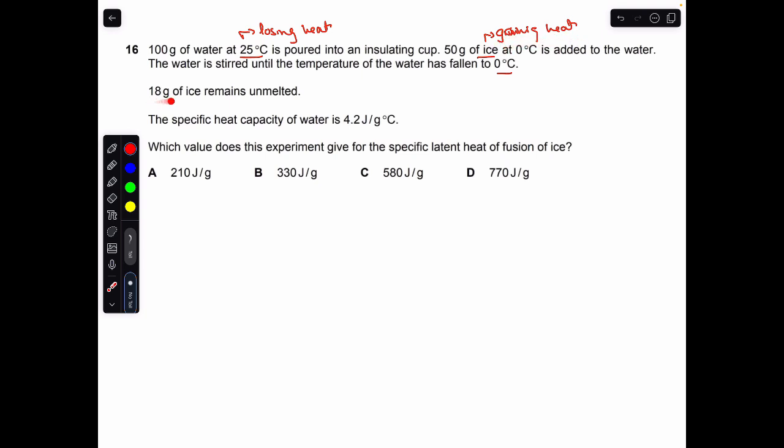You can see that 18 grams of ice remains unmelted. That means the remaining 32 grams of ice has melted, and the heat that the water has lost is used to melt that ice.